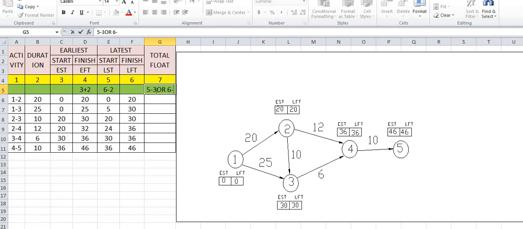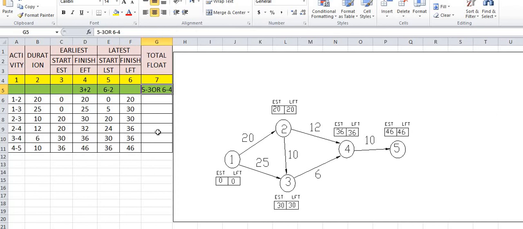It is one and the same. Both the values will be same. 6 minus 4, 5 minus 3, or 6 minus 4 is one and the same. So how to calculate total float? Total float depends upon this 5 minus 3, latest start time minus earliest start time, or latest finish time minus earliest finish time.